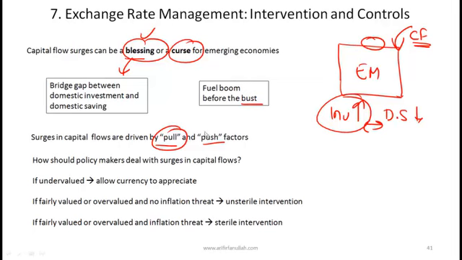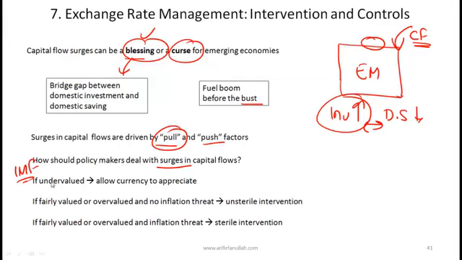Push factors have to do with what's happening outside your economy. So, for example, very low interest rates in Japan might encourage investors to take money out of Japan and put it into your economy. So, that would be a push factor. The next question is, how do you deal with surges in capital flows? So we've already talked about whether it's a blessing or a curse, but we need to know how to deal with these surges. And here is what the IMF recommends.